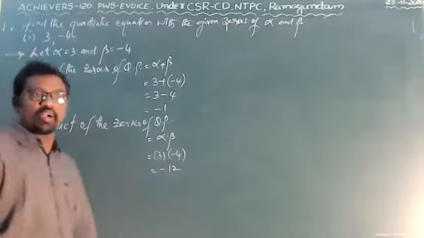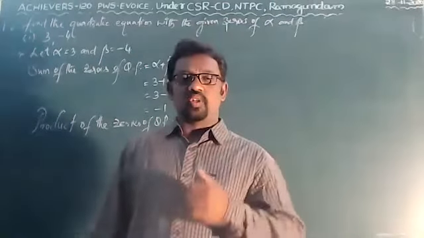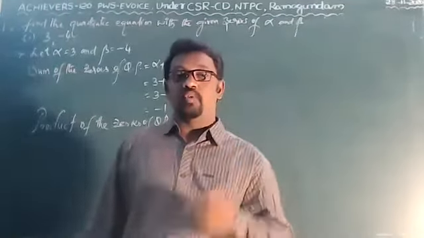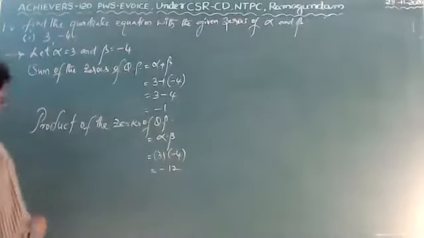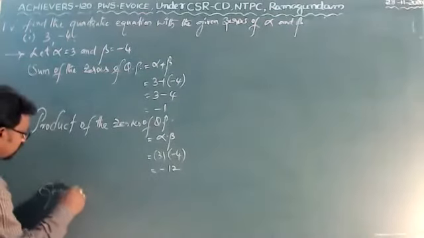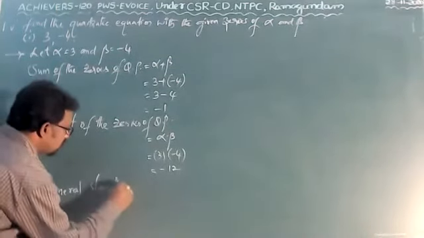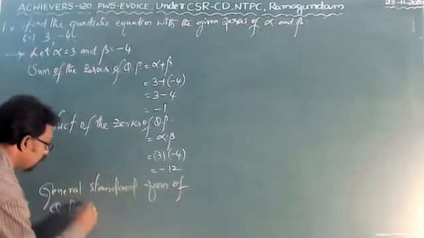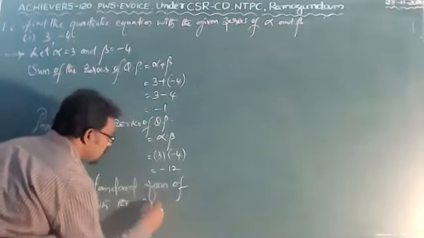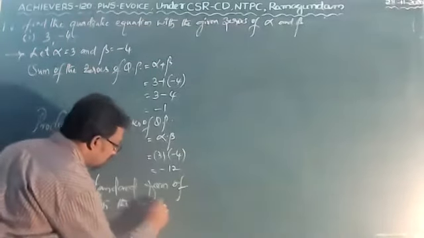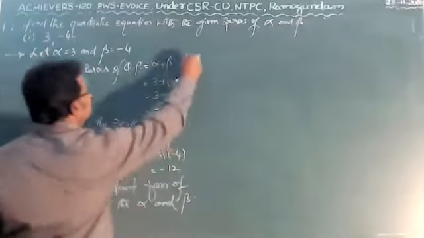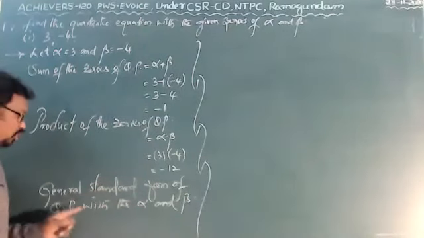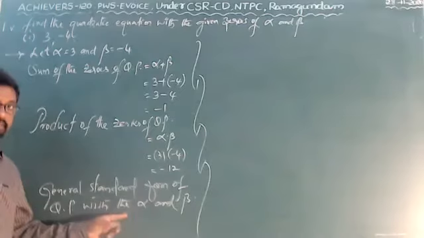Now we come to the general formula of the quadratic polynomial. The standard form is ax square plus bx plus c. Now we want the general standard form of a quadratic polynomial using alpha and beta. What is the formula?